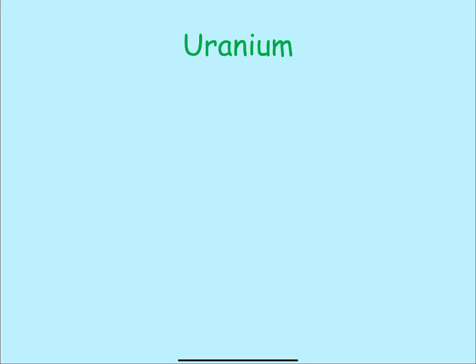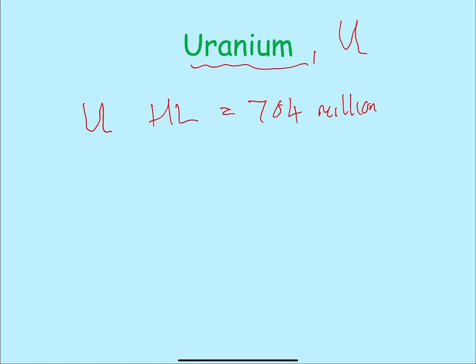Now uranium, you all know uranium, it's got the symbol U, it's in the periodic table, it's a radioactive element. Now an isotope of uranium has a half-life of 704 million years. So that accounts for quite a lot of the background radiation in here.